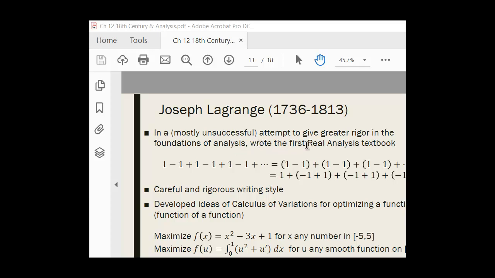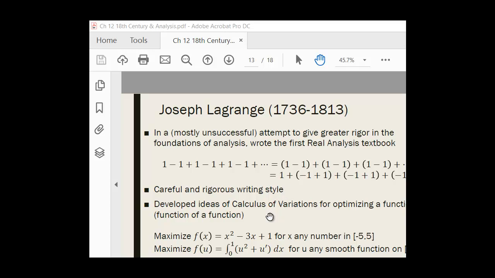And so he wrote what we would call today the first real analysis textbook. In it, he tried to give greater rigor to the foundations of calculus and analysis in general. He himself was mostly unsuccessful in this, but at least he started the conversation. And then people later in the 1800s picked up on this and did it successfully. Lagrange was very careful in all of his writing. He wrote deliberately and proved everything jot and tittle, and wrote everything very rigorously and tried to make it understandable.